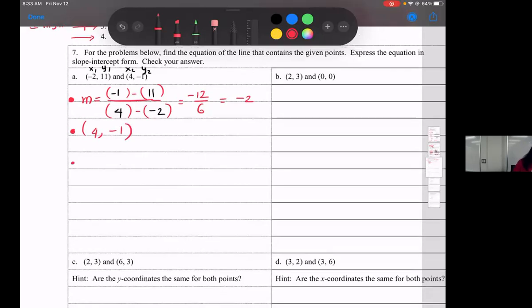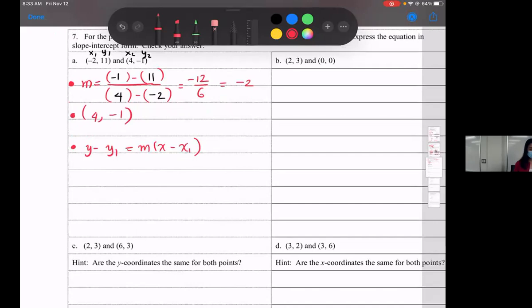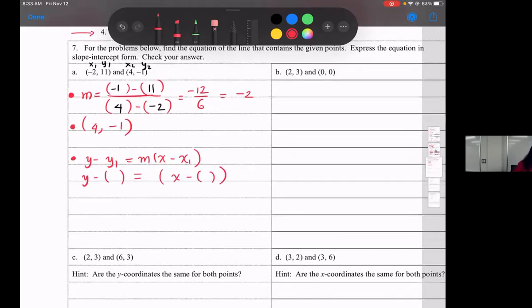And then I'm going to use the equation y minus y1 equals m times x minus x1. So the 3 steps, right? Y minus parenthesis equals m times x minus parenthesis, close parenthesis. I picked 4, -1, so I'm going to plug it in here. I'm going to make this blue. So y1 is -1, x1 is 4.